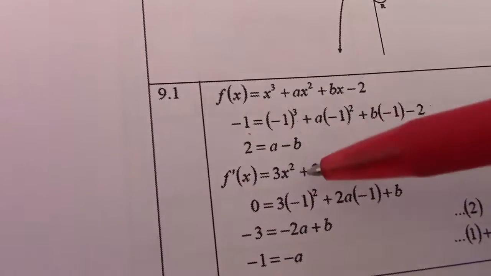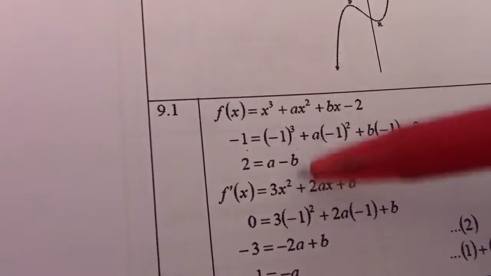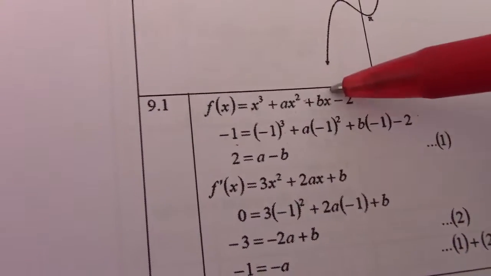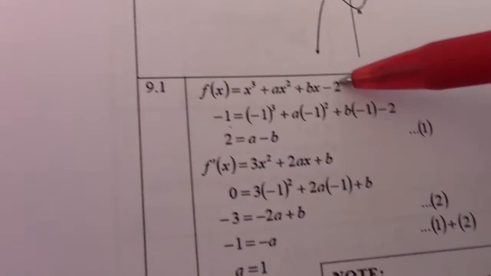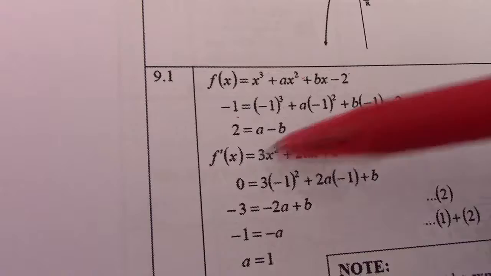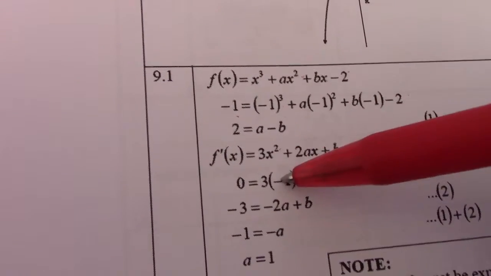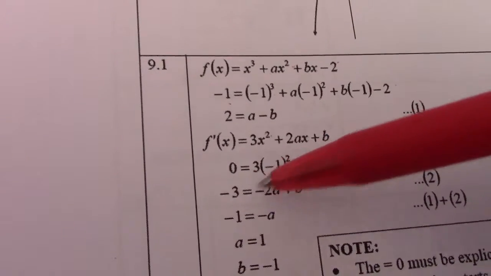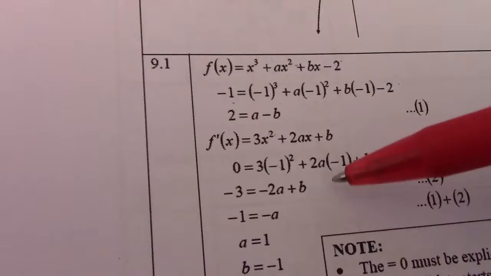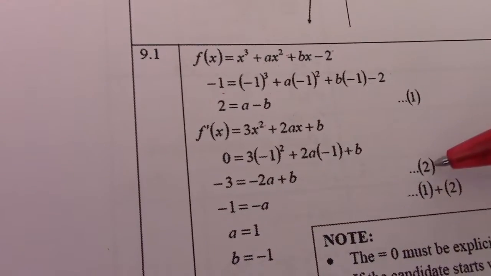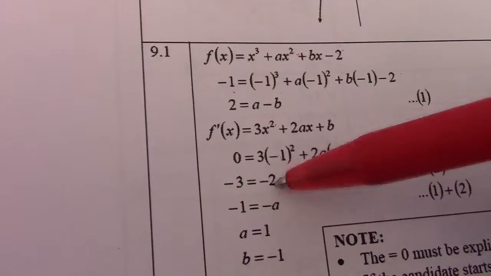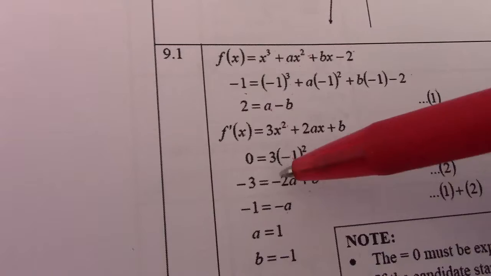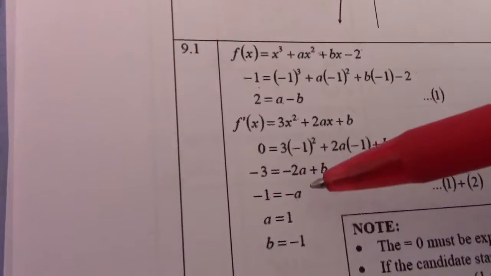Then the first derivative: 3 times 1 gives me 3x squared, and ax squared becomes 2ax, and bx simply becomes b, the constant falls away. So the first derivative equals 0 when x is minus 1. So 3 times minus 1 squared gives me the second equation, minus 3 equals minus 2a plus b. From here I would say equation 1 plus equation 2. So minus 2 plus 1 gives me negative a, b minus b becomes 0, minus 3 plus 2 becomes minus 1.